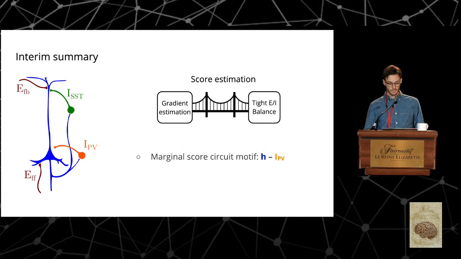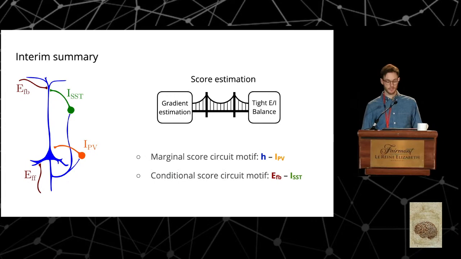There are two circuit motifs that we use to do this, a marginal and a conditional, which in our model we imagine as integrated in basal and apical compartments, respectively.